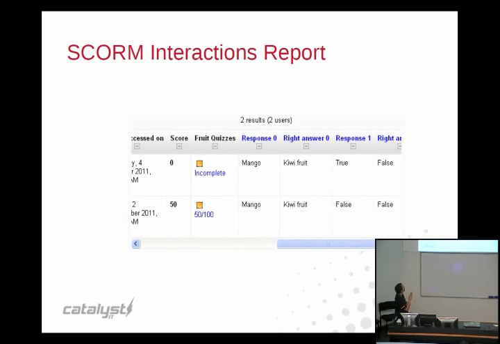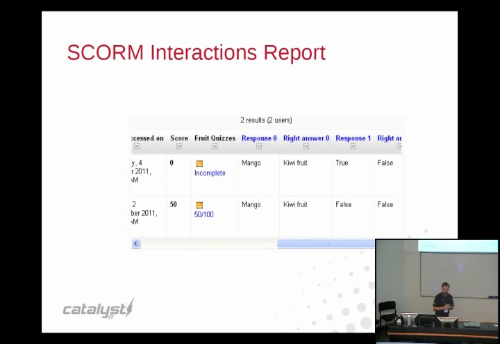So you can see that this particular user had response 0 for the question 0. They gave the answer mango. The right answer was kiwi fruit. The actual response for the question 1, which is actually question 2, because response 0 is question 1, it's just starting at 0 instead of starting at 1. They gave true and the right answer was false.